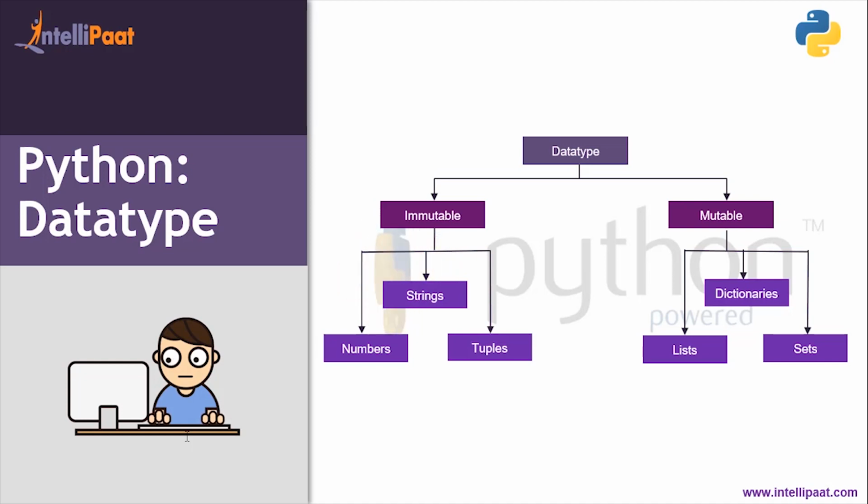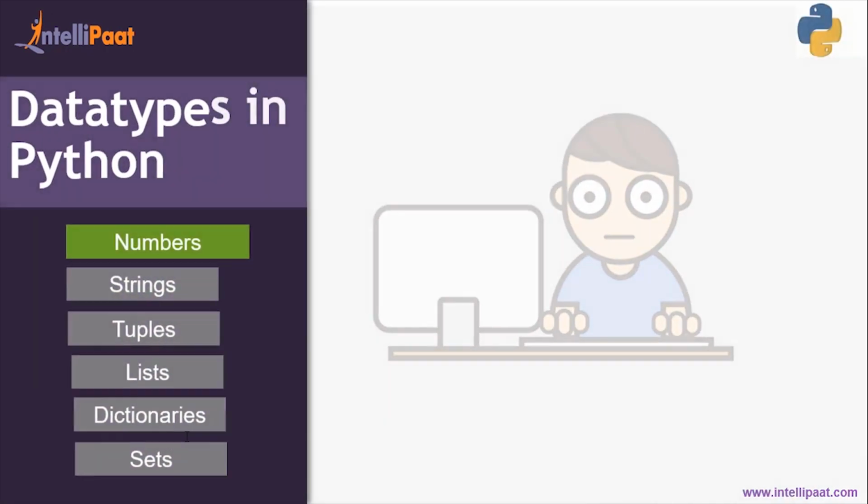Alright? Immutable data type consists of numbers, strings, and tuples. On the other hand, mutable data type consists of lists, dictionaries, and sets. Alright? So let's discuss them one by one, starting with numbers.